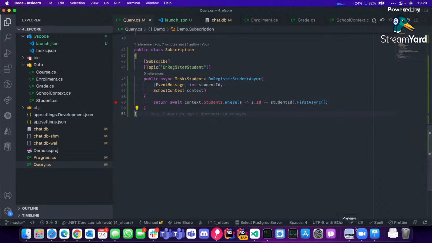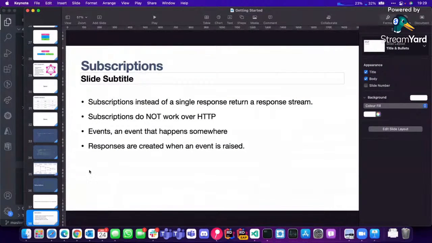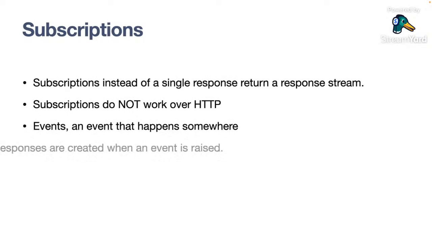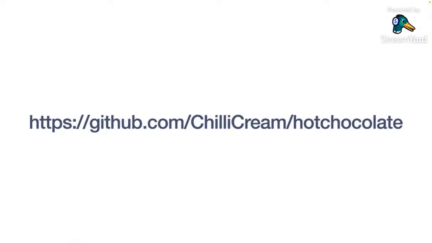Okay, let's move on. This is the end of my presentation. As I said, this is the first time in this new format, so there were still hiccups. You can go to GitHub, ChilliCream Hot Chocolate. That is our repository. We have the Hot Chocolate server there and also Strawberry Shake as a client version for .NET, where you can build Blazor applications that consume GraphQL.